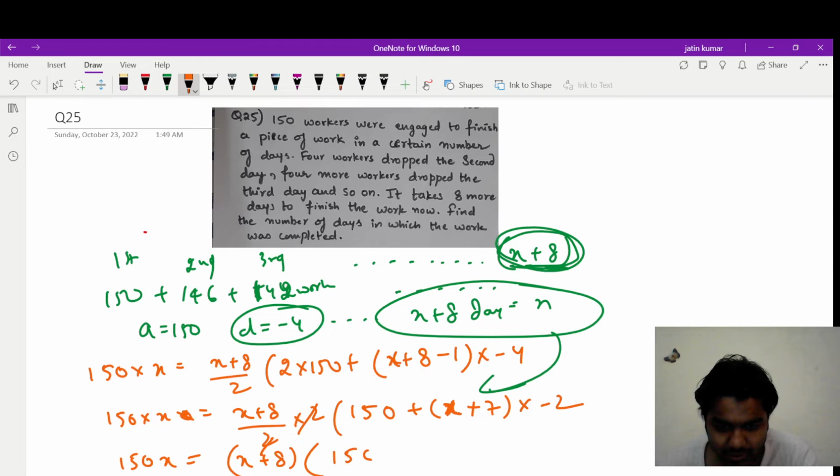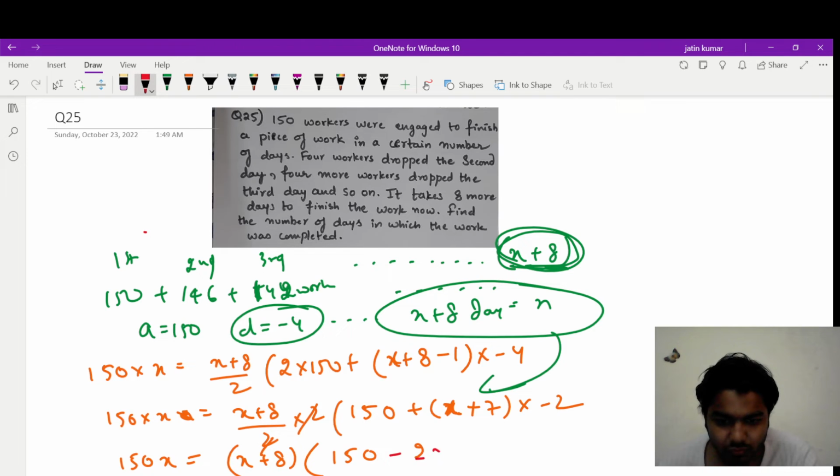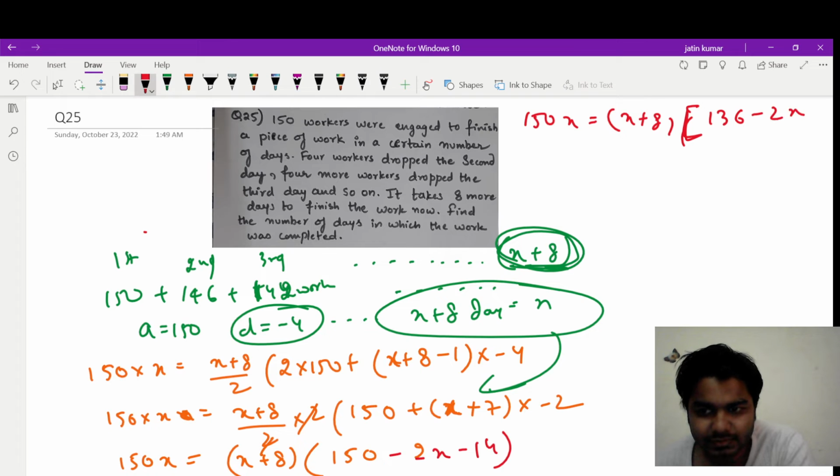here 150 plus, sorry, minus 2x, minus 2x minus 14, right. So 150x is equal to x plus 8, here this will become 136 minus 2x, right. So this bigger equation we need to solve, okay. 150x is equal to x plus 8 into 136 minus 8, who will solve this?